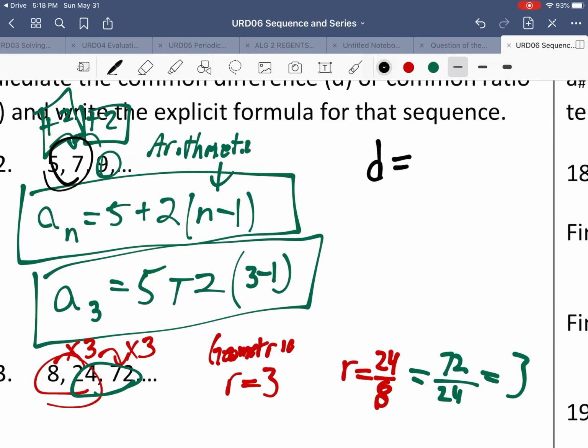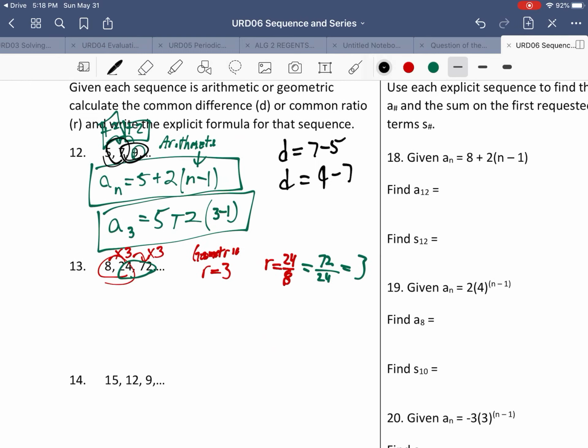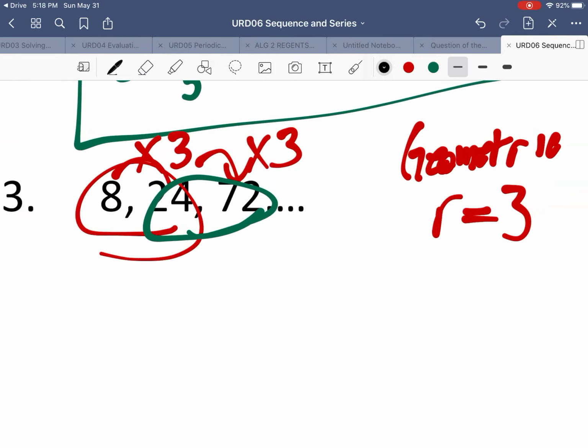For the common difference, we can do the same thing. So d is going to be equal to 7 minus 5. d should also be equal to 9 minus 7. In other words, to get from one number to the next, what did I do? All right, so back to continue this problem.